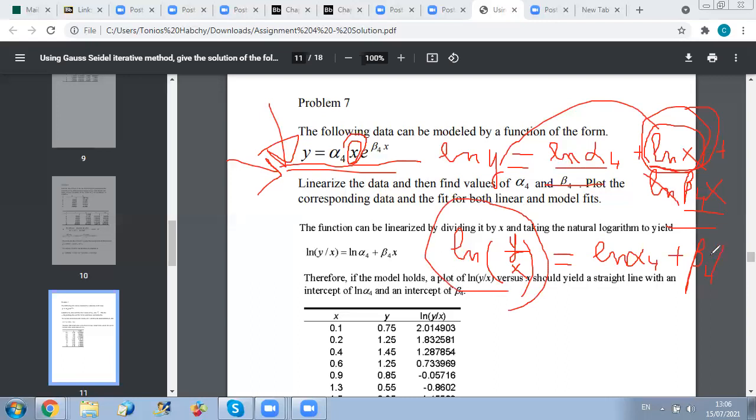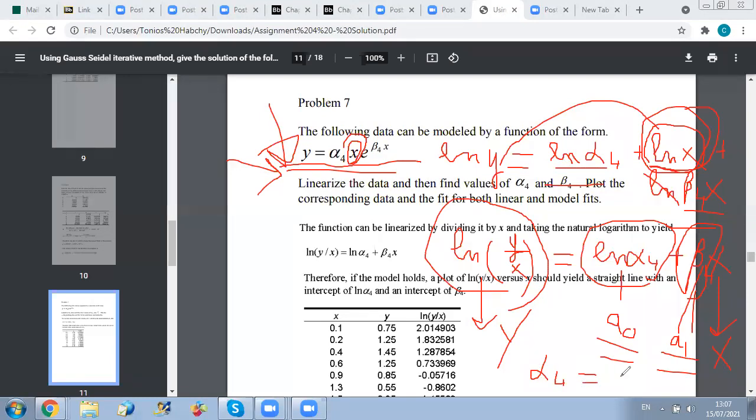So here you have n. You will say, I will consider variable big Y as ln y over x. I will consider big X equals small x. And ln alpha 4 will represent my coefficient A0. And A1 will be equal to beta 4. Okay? So now, when I solve for A0, A1 using linear fit, when I am done, I can go back to find beta 4 and alpha 4. Because A1 will be exactly equal to beta 4. And alpha 4 can be written as exponential of A0.